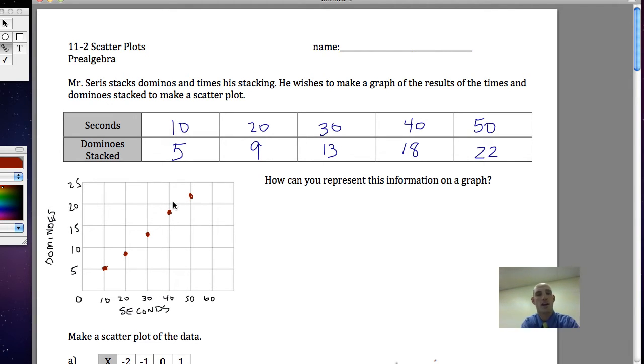You see how the scatter plot allows us to see a certain correlation. We can see how things go. As time goes on, the number of dominoes I was able to stack goes up. That's good for us. It also allows us to help predict what the next data is going to be.